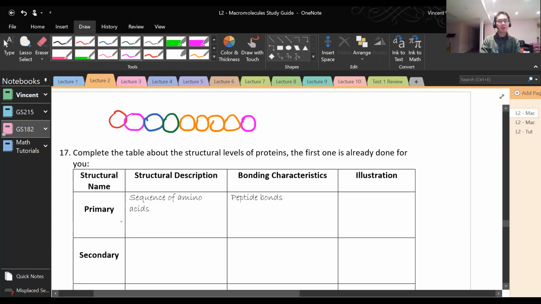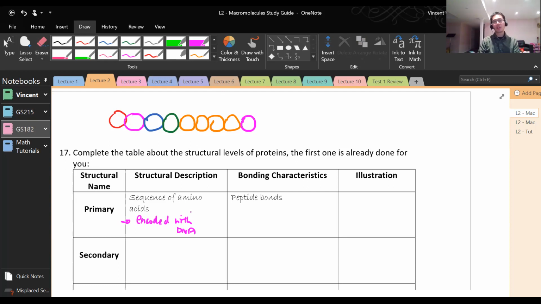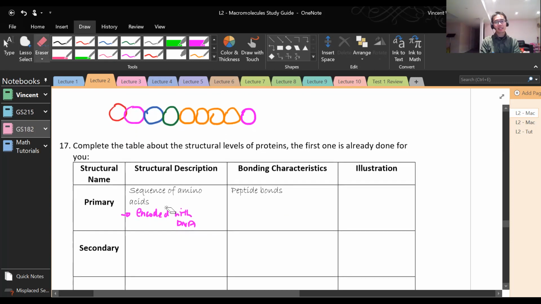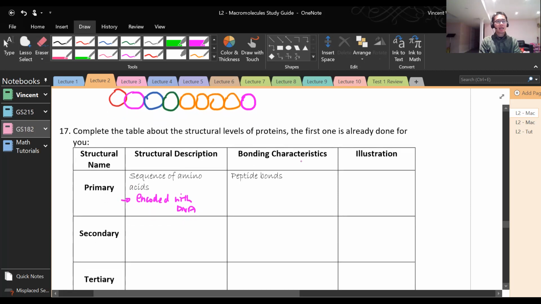The primary sequence is encoded within DNA. Your genetic information tells you which amino acids should be linked together when you make the proteins. What connects them together is the peptide bonds. What does it look like? It's just a long chain of these things linked together.